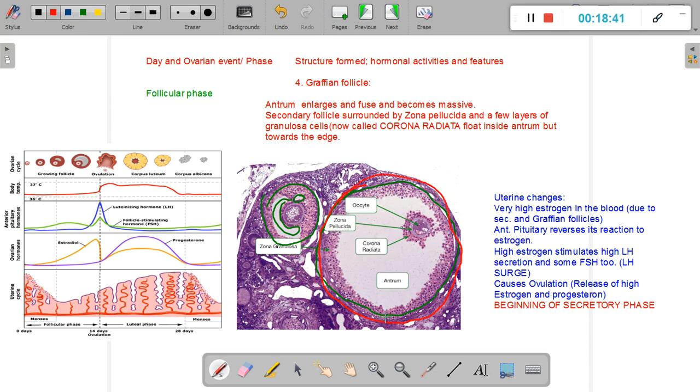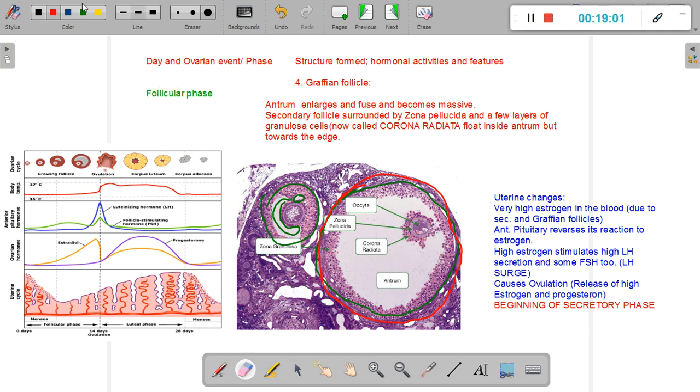Now what do we see here in this Graafian follicle? What do we see? All the antrum. See, the antrum has become massive, it has become huge. And the oocyte, now here is the oocyte, only the central part, this oocyte, and here we've got the polar body. Okay, let's do it once again neatly.